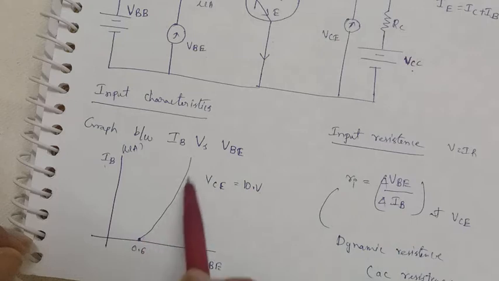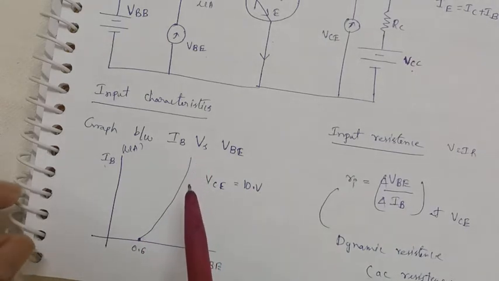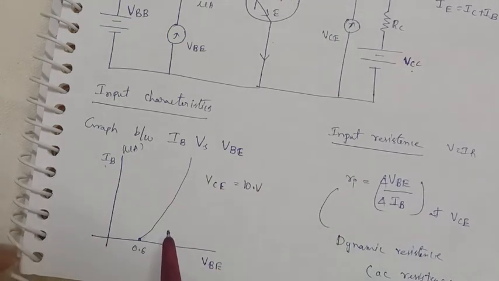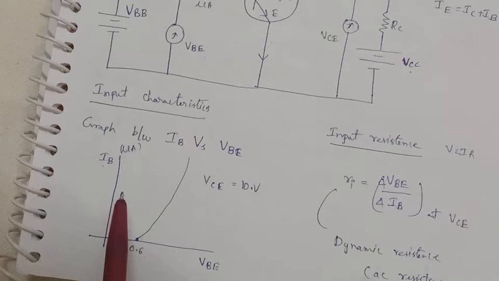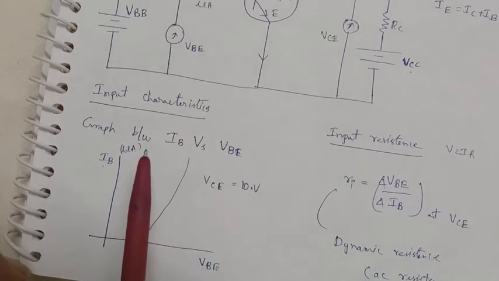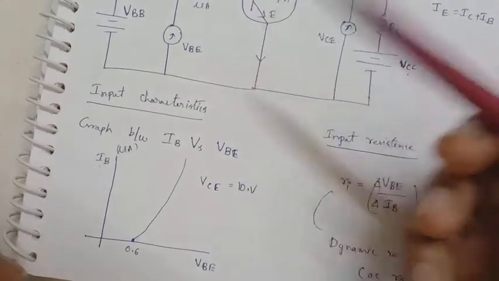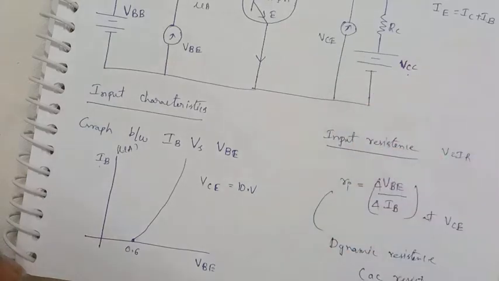You will do this in your BE lab, the basic electrical engineering lab. If you choose the branch EEE or ECE, then you compulsorily do the common emitter transistor characteristics. Here you have to take the input characteristics and output characteristics also. For the input characteristics, from input current and input voltage, you have to keep the output voltage constant.